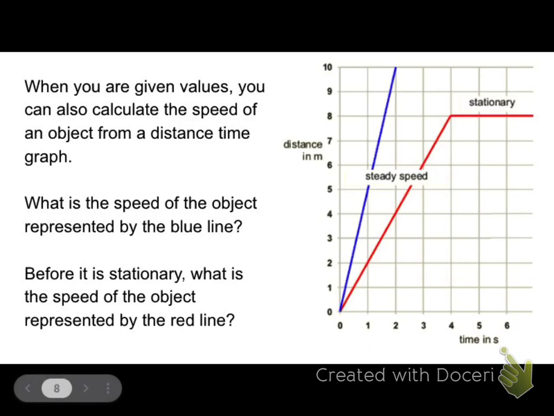Before it's stationary, so we're not counting the time after it's stationary, what was the average speed for the red line? Well, they traveled 8 meters and it took them 4 seconds. So 8 divided by 4 is 2. So they were traveling at 2 meters a second. Okay? So you see how you can use this graph to find your average speed? That is one of the things you will be required to do on your homework.